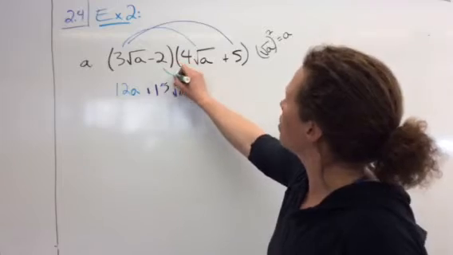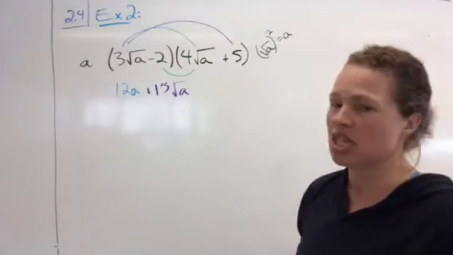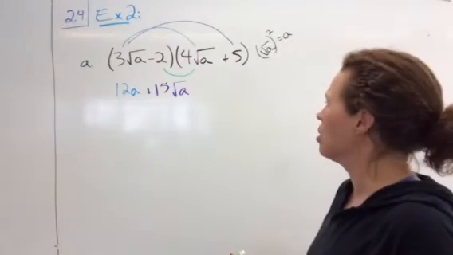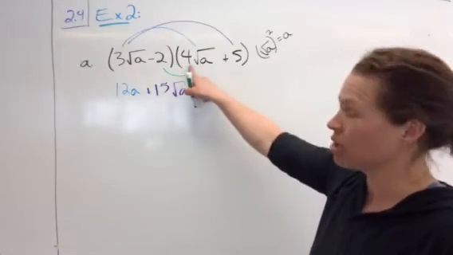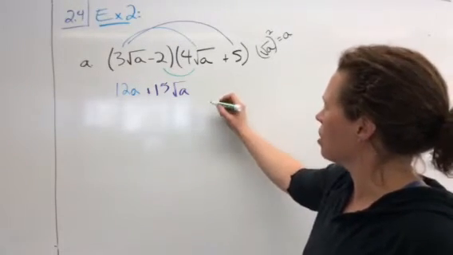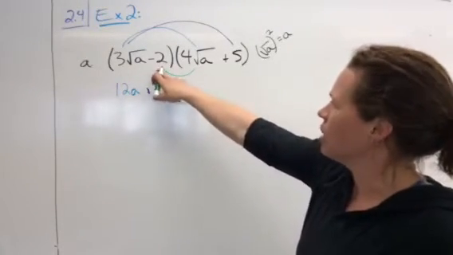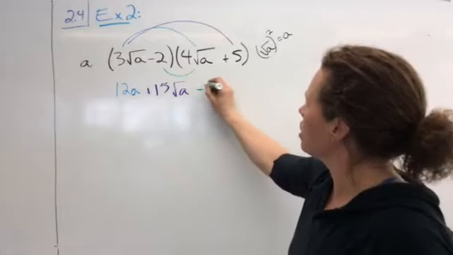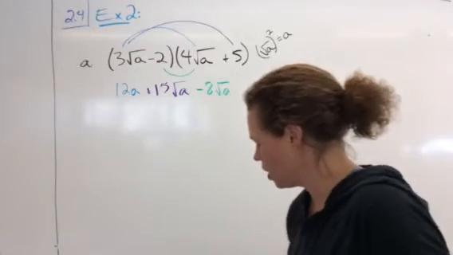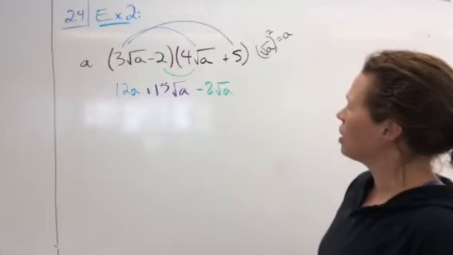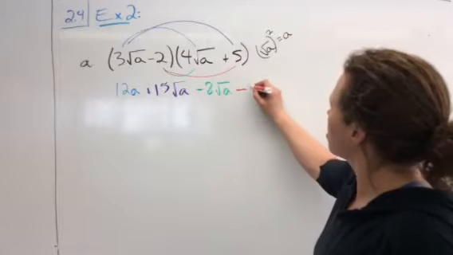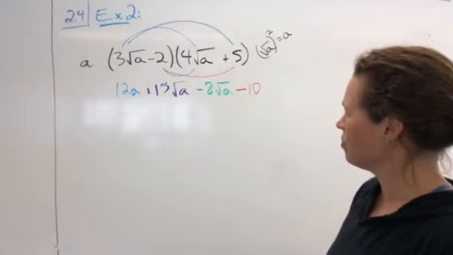Inside we've got negative 2 times 4 root A. Same thing. I've got a number times the root A, so it's just going to change the coefficient, which is the big number outside, and not do anything with the root A. It's just going to stay the way it is. So negative 2 times 4 is negative 8. Keep the root A there. All good. Now for the final one, we've got negative 2 times 5. Nice and simple. Negative 10.